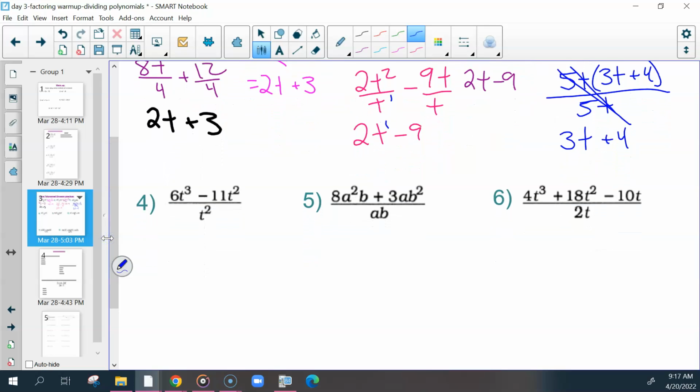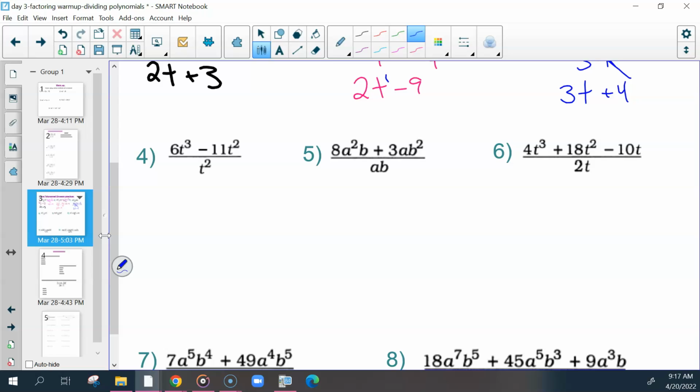Questions on this so far? Let's jump to number 5. What does this have in common? AB. What would be left? 8a plus 3b. If we're dividing everything by AB, those would cancel, leaving just 8a plus 3b.